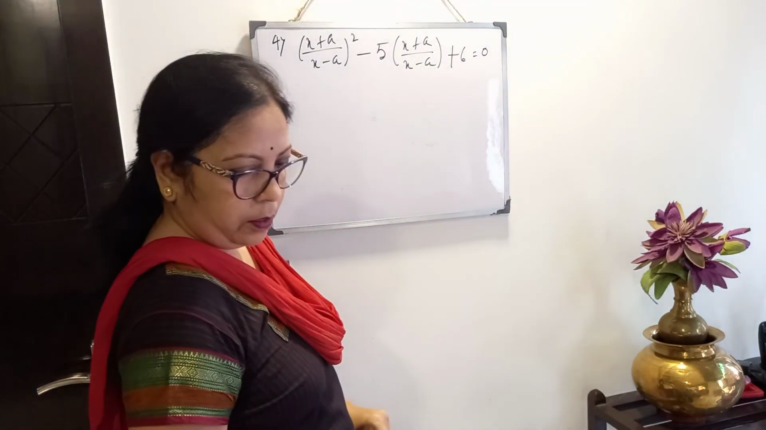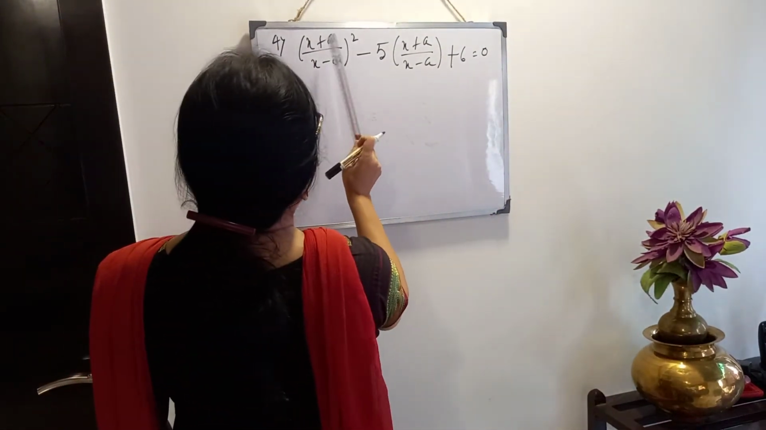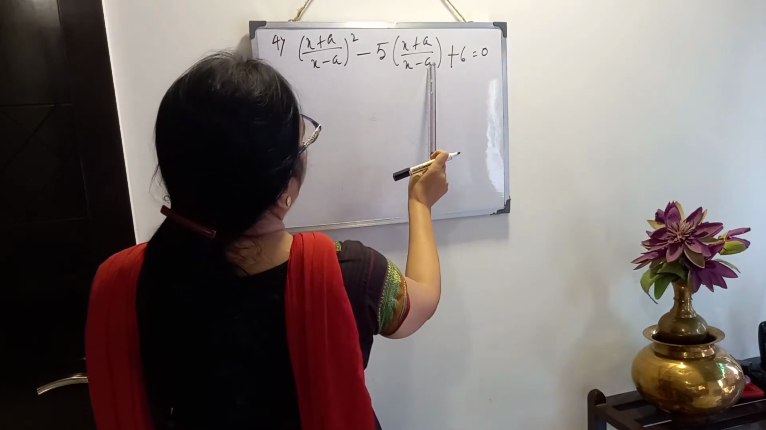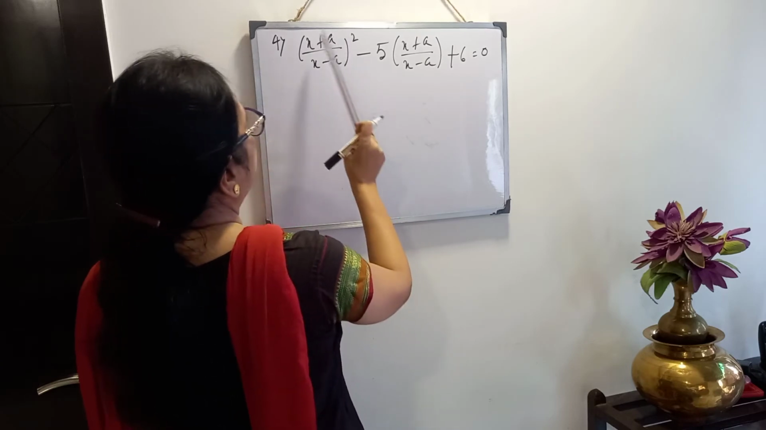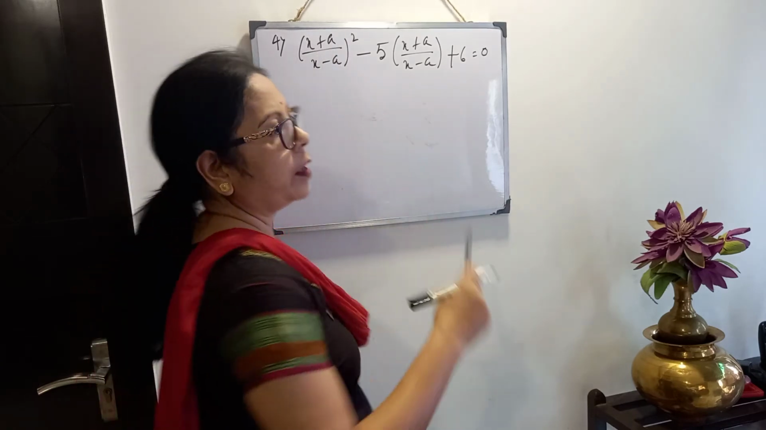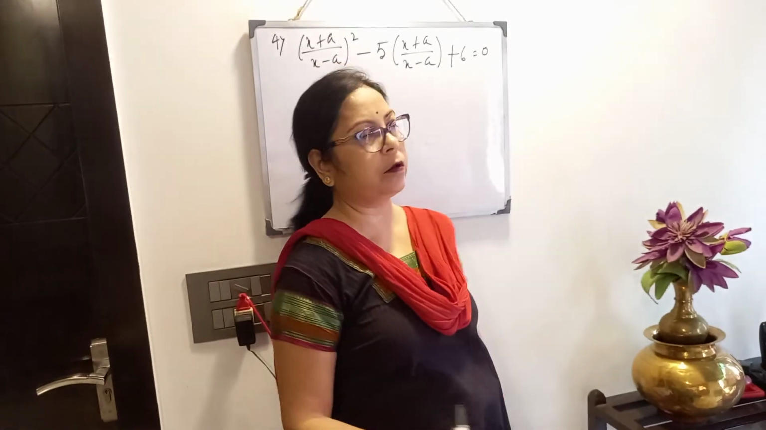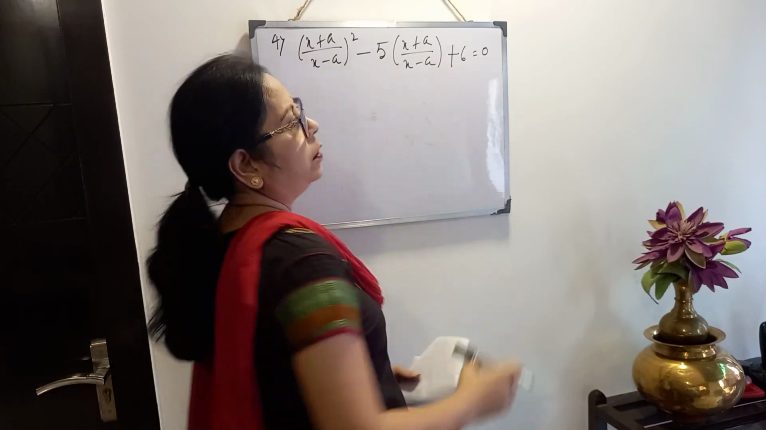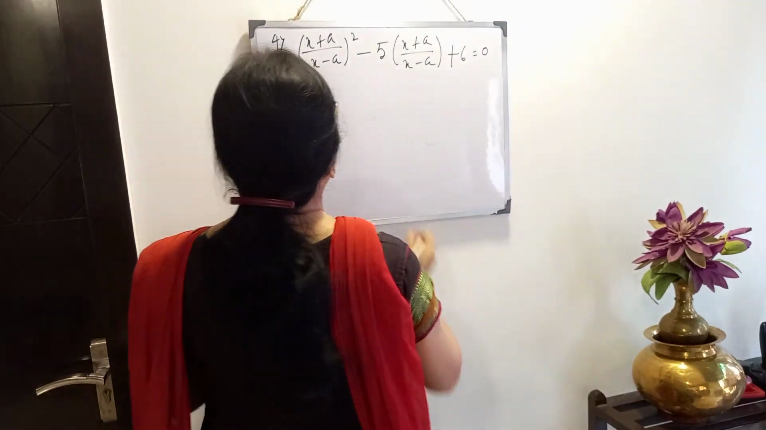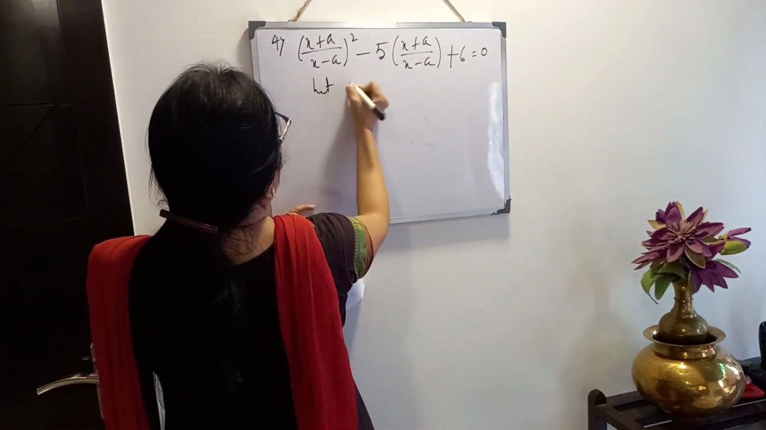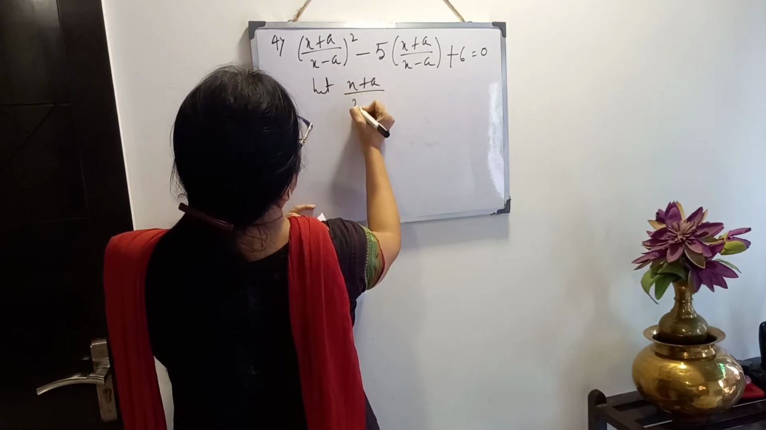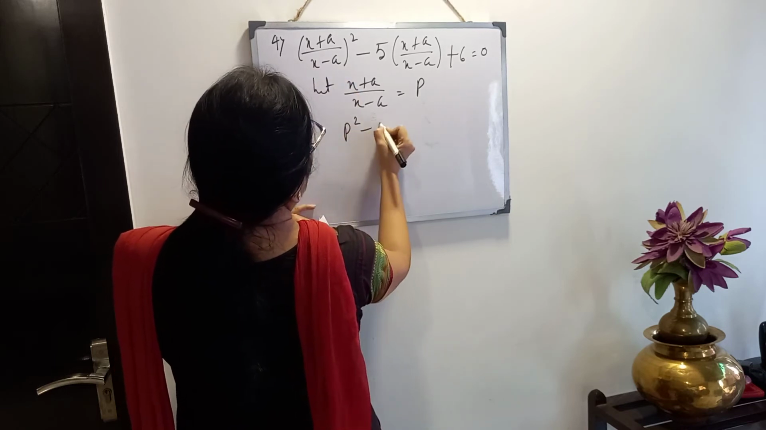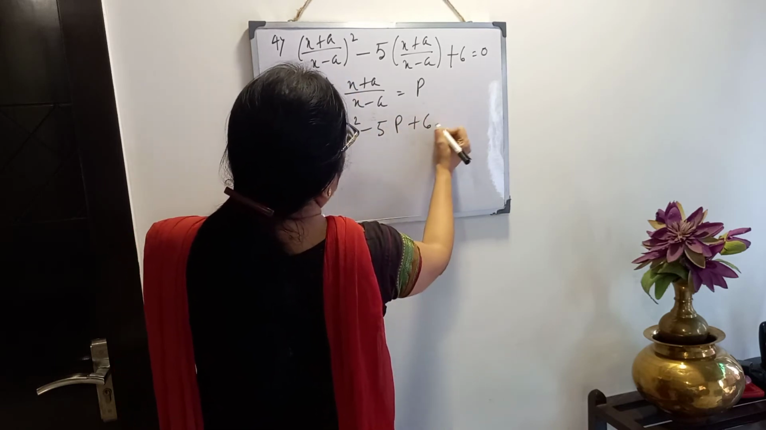Here we have seen that there is x plus a by x minus a whole square. There is also the same x plus a by x minus a. So if we consider x plus a by x minus a equal to another variable p or m etc., then it will become the same, as it is not the inverted fraction of that, clear. So let x plus a by x minus a equal to p. So it becomes p square minus 5p plus 6 equal to 0.